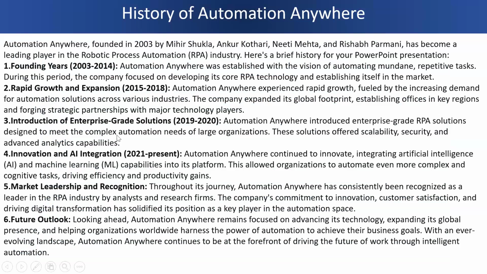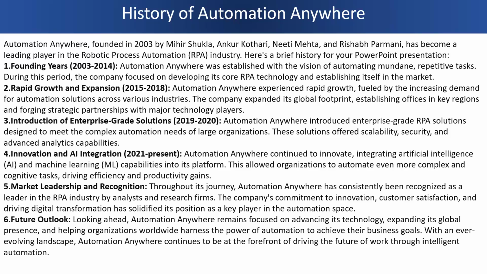Okay, so then the introduction of enterprise-grade solutions. They launched their next version, Automation Anywhere A360, in 2019. Okay, they launched their A2019 version with a Java-based application. Then innovation and AI generation, 2021 to present. Automation Anywhere continues to innovate with artificial intelligence features and machine learning capabilities, and they are still working on this phase.